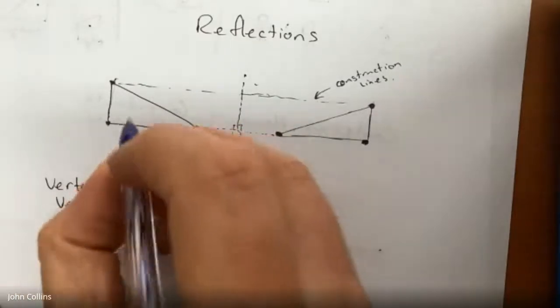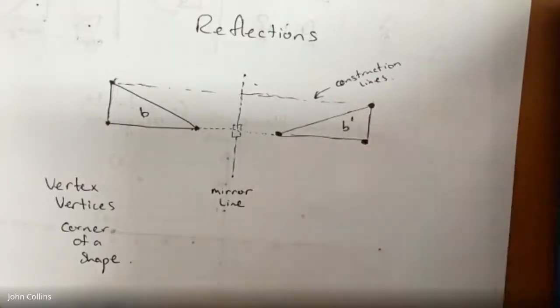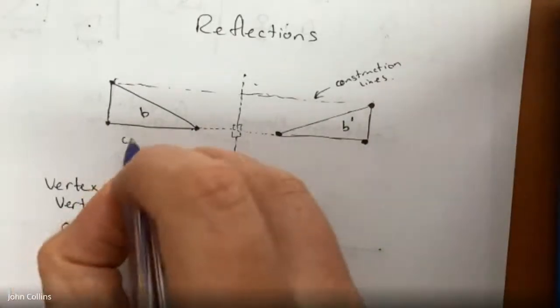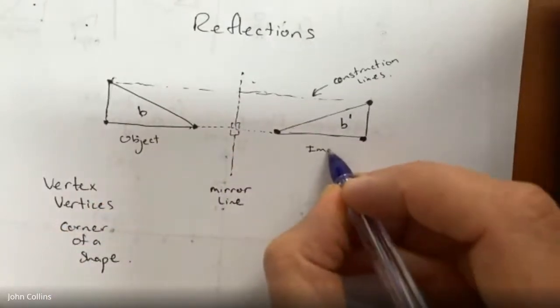And if we wanted to give this a letter, let's say that was B, then its buddy over here is going to be B dash. And the original is called the object, and its buddy is called the image.